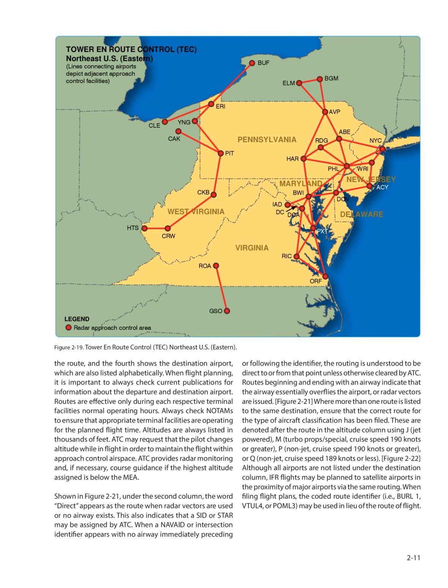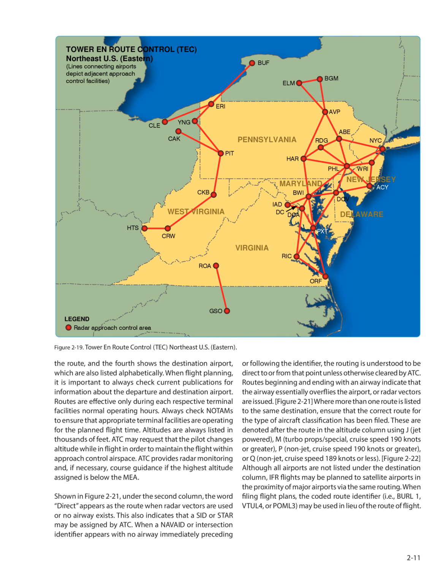Figure 222. Although all airports are not listed under the destination column, IFR flights may be planned to satellite airports in the proximity of major airports via the same routing. When filing flight plans, the coded route identifier, i.e., VER1, SHL4, or PAL3, may be used in lieu of the route of flight.